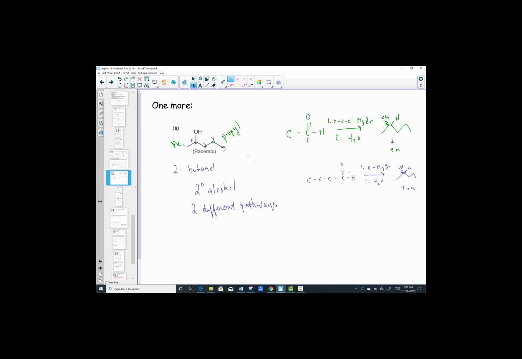So by identifying 2 different substituents on the carbon that has the alcohol on it, a secondary carbon, we had 2 different reagent pathways to introduce one or the other R group to create our secondary alcohol. Very flexible. And that's really it for the Grignard reagents.